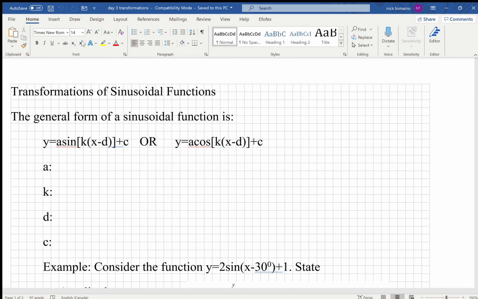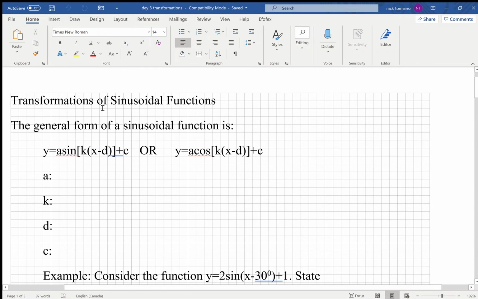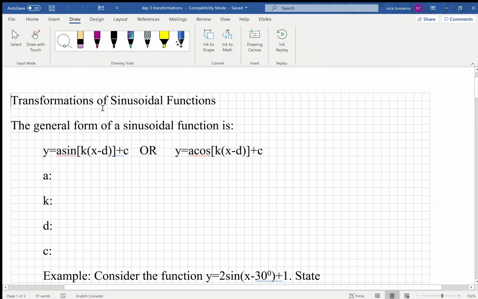Hi everyone, today we are looking at transformations of sinusoidal functions, and we're going to look at graphing them today, which is section 5.4. So we'll start off with the base functions. They look like either y equals a sine k x minus d plus c, or we have the cos in place of the sine.